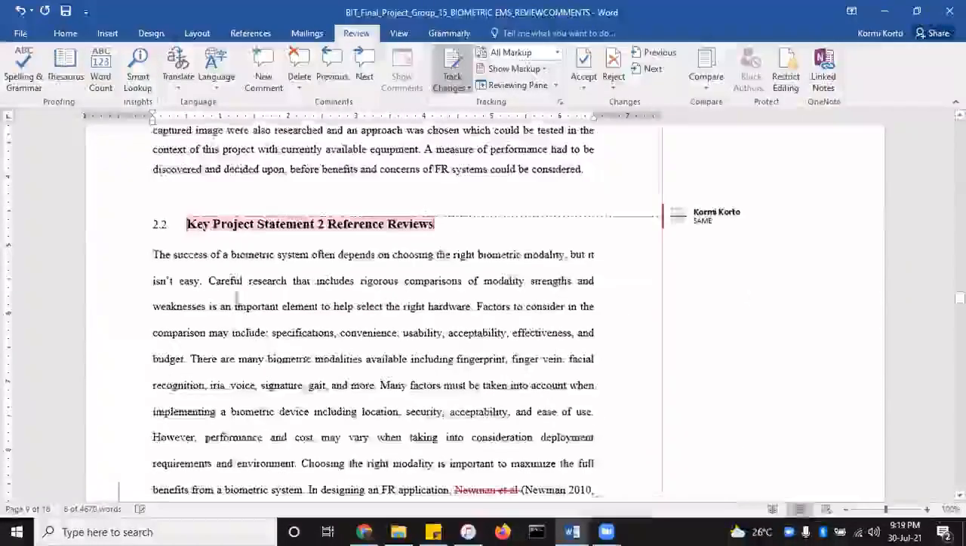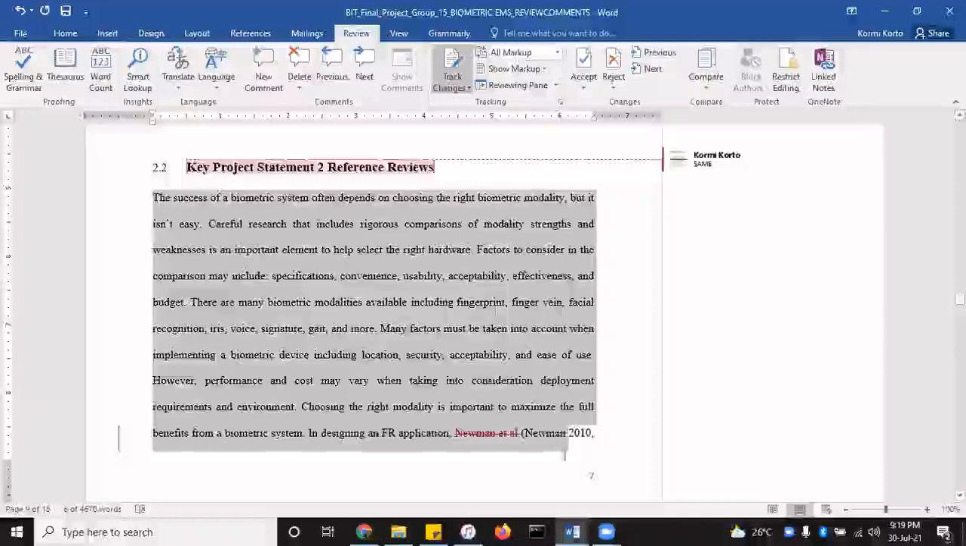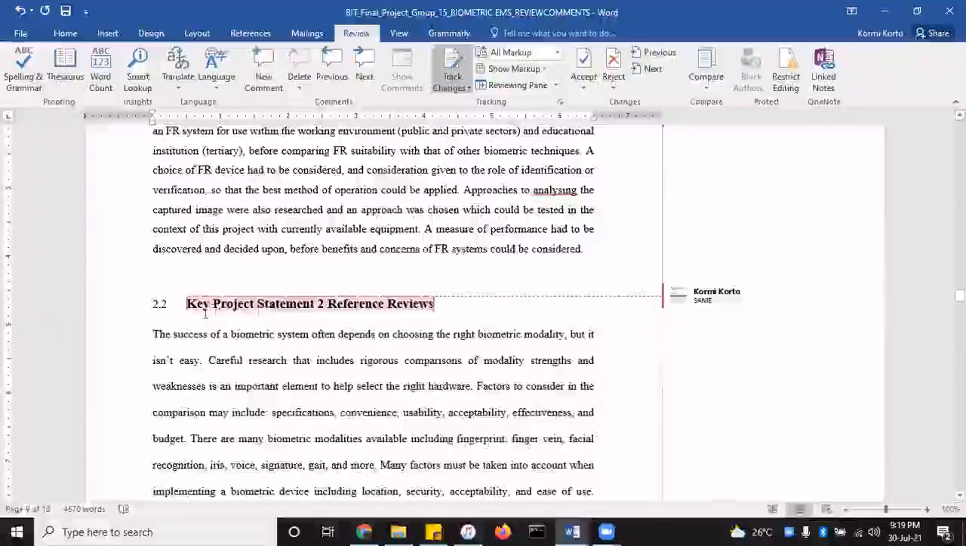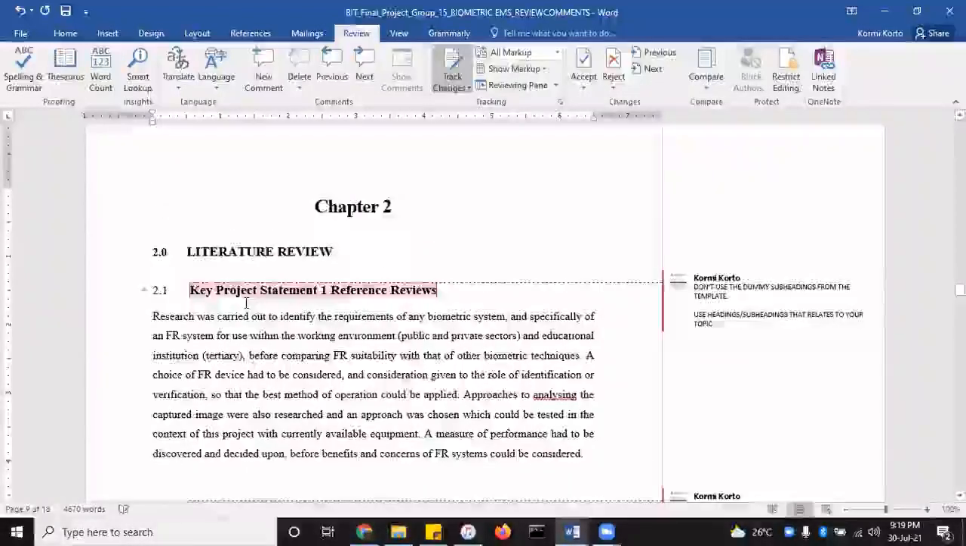Over here, the same thing. Let me see what goes on over here. So we can identify the topic, the subheading over here. When he talks about the sources of biometric systems, it often depends on choosing the right biometric modality. So here is supposed to be the modalities of biometric systems. That should have been the subheading over here, because that's all this paragraph is about. What are modalities? So that should have been the subheading here: modalities of biometric systems. And this one should have been identification requirements of biometric systems.